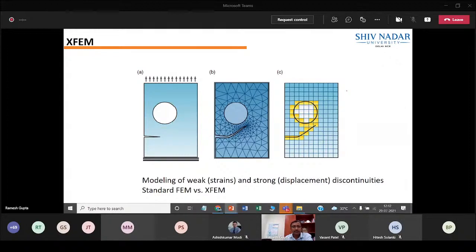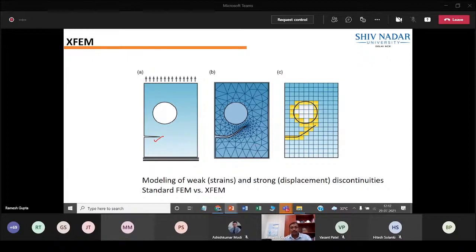I'll just take a minute to illustrate XFEM, which is one more domain we are working on: applying the extended finite element method. XFEM stands for extended finite element method. If you look here, let's say a plate is subjected to some kind of edge crack. If you want to model that using the traditional finite element method, then the mesh follows the boundary of the crack, and you have to model the entire space using the mesh.